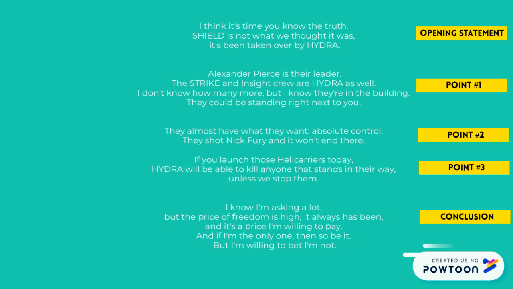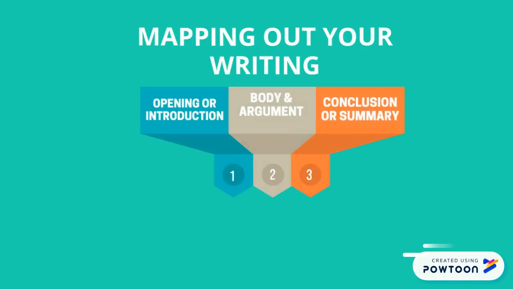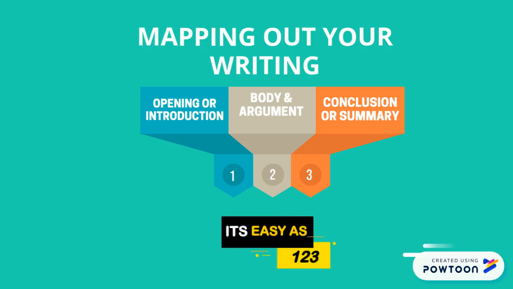Being able to clearly identify the separate points that you're using within your speech is helpful in seeing which points have strengths, which have weaknesses, and whether you have included adequate supporting evidence for each of your points. One of the best ways to ensure that you're including your opening statement, your points within your body and argument, and your conclusion or summary statement at the end of your writing is to map it out and tick each one off as you go.